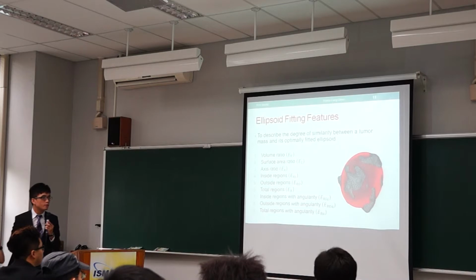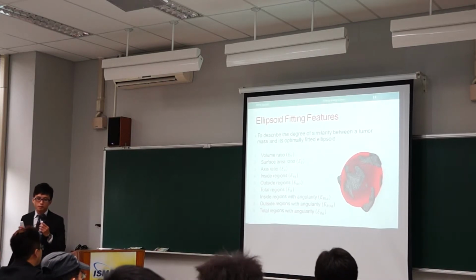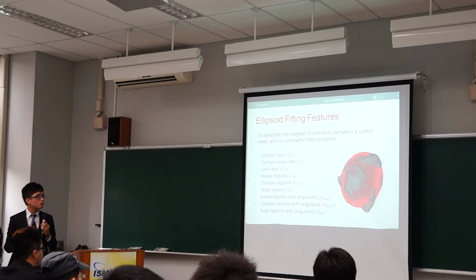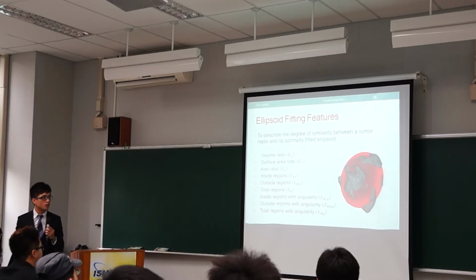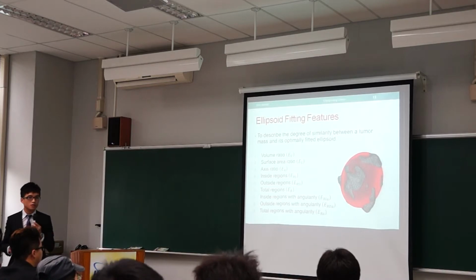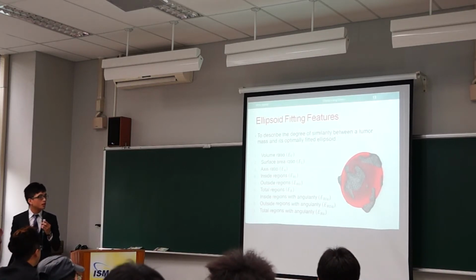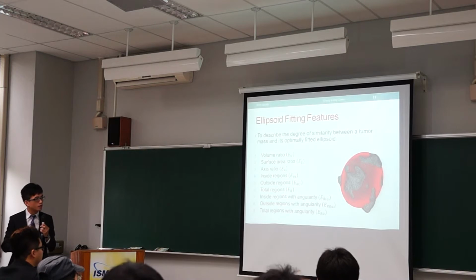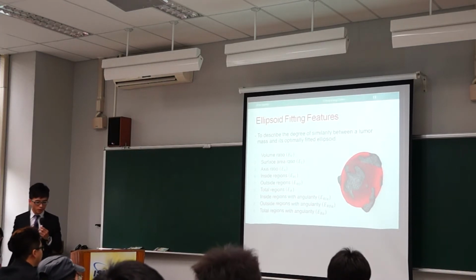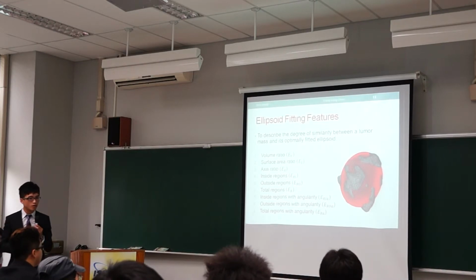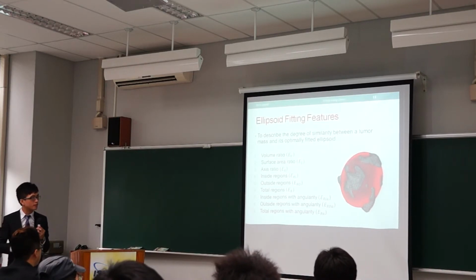In ellipsoid features, for the malignant tumor, their shapes are irregular. So we find an ellipsoid to best fit the tumor and compare those two, the tumor and the ellipsoid. In the right picture, the red region is the tumor and the other region is the ellipsoid. We use 9 features to describe their differences.